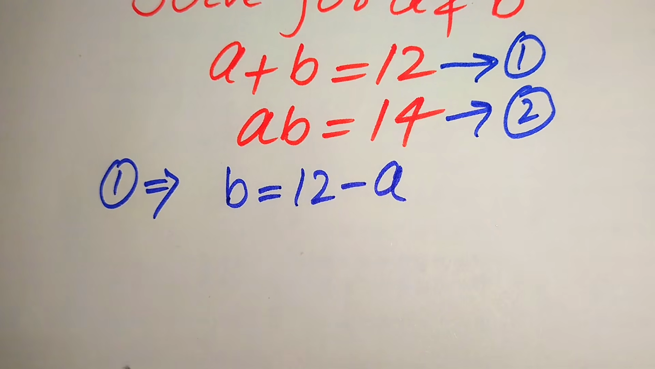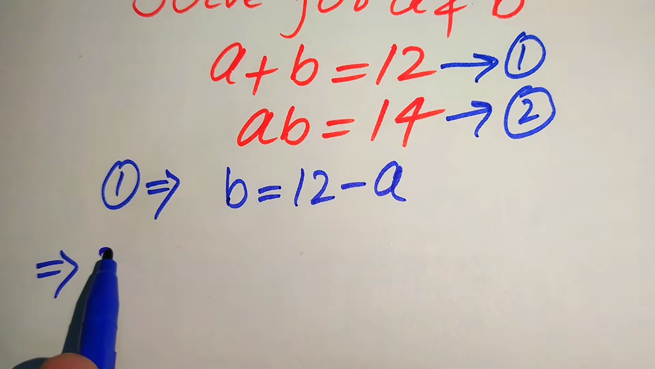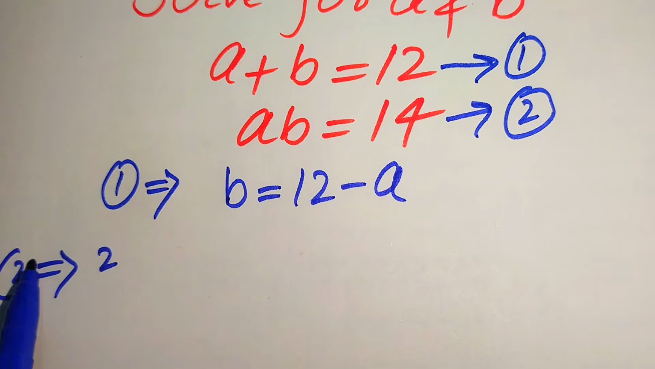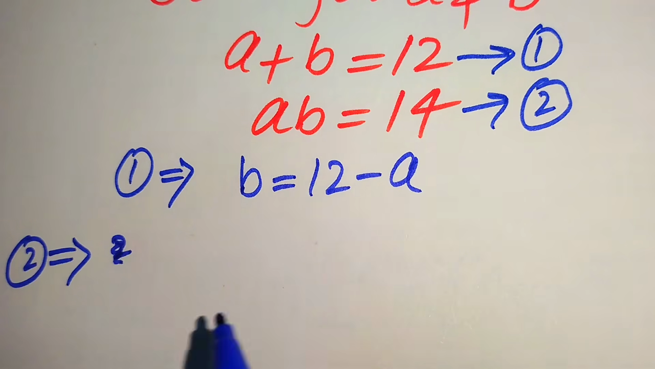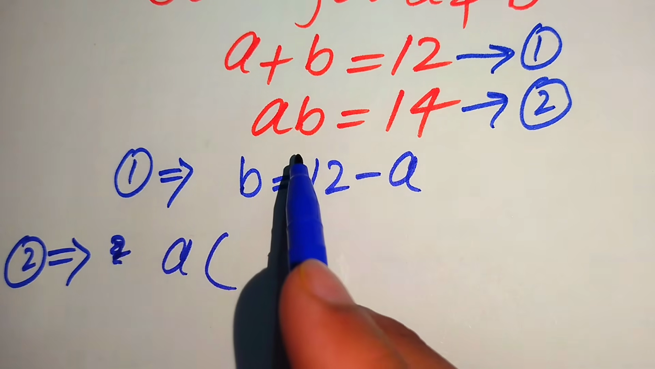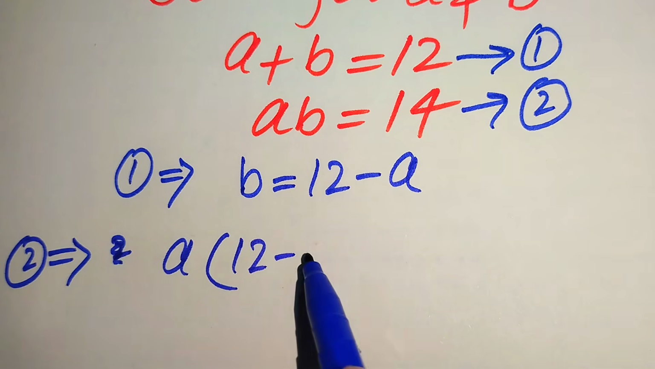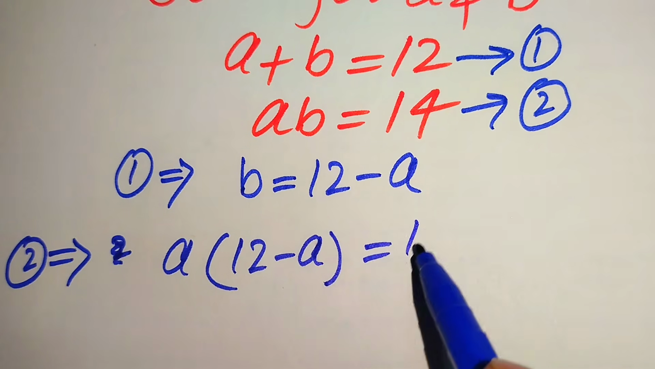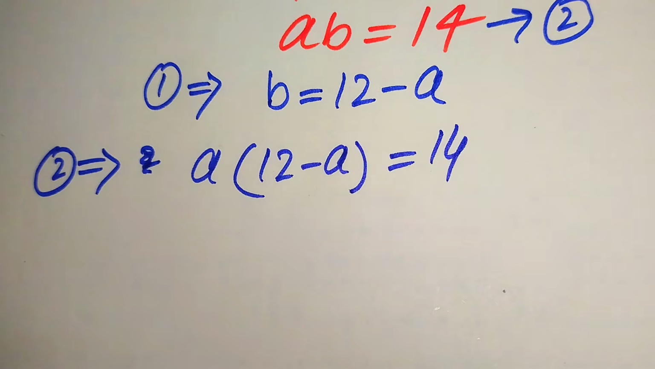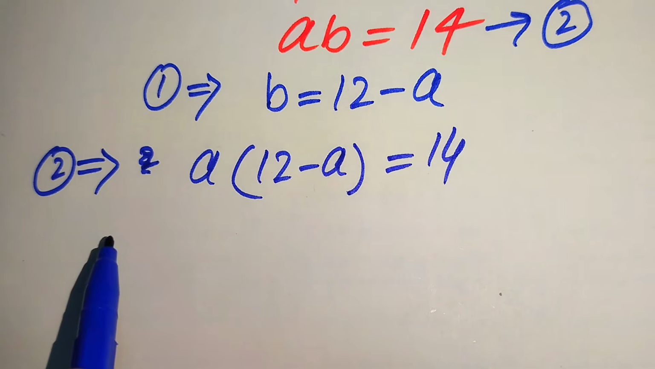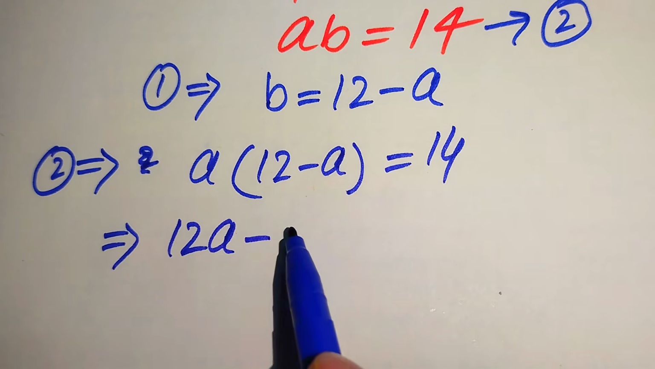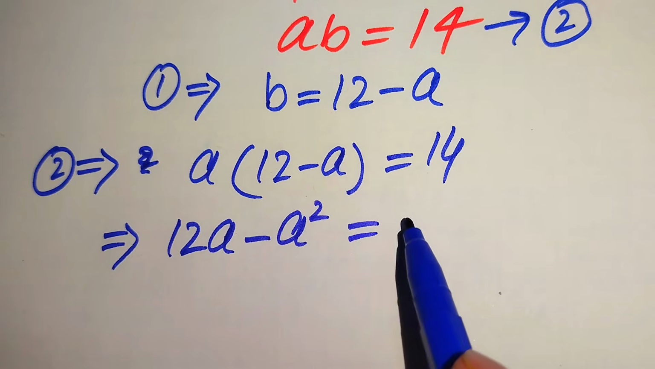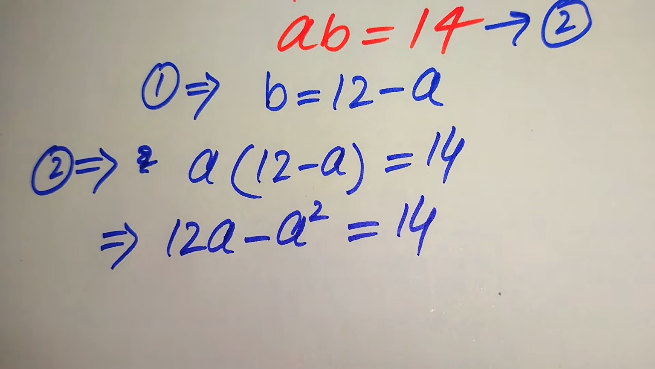Further, in the next step we substitute this value of b in equation number 2. In equation number 2 we have ab is equal to 14, and with the value of b, a times 12 minus a is equal to 14. Further, we multiply this a separately on both of these two values and we get 12a minus a square, and this is equal to 14.